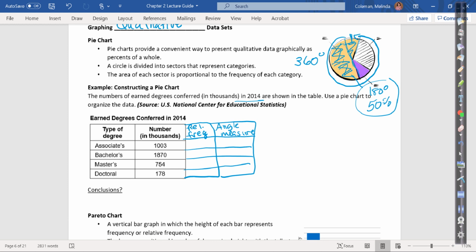So if I'm going to do relative frequency, remembering that relative frequency takes your frequency and divides it by the total number in your sample set. So the first thing then we have to do is sum up all of these numbers. So if I add all of the degrees together, then that sum is going to be 3,805.